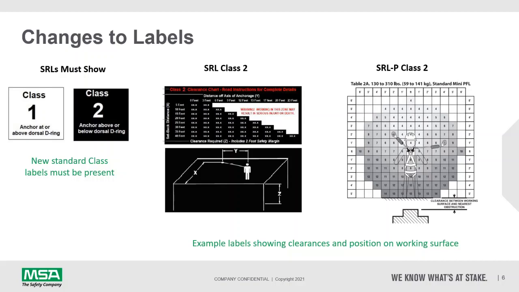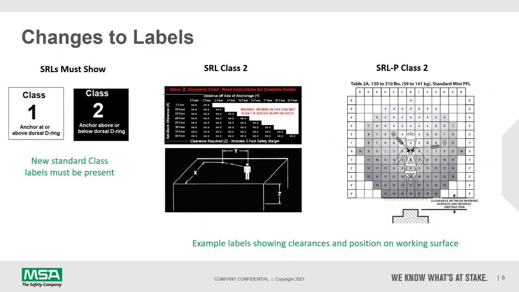Some additional changes, as far as when you start seeing products labeled to the new standard, the SRLs must have a label. It will look just like this, whether it's rated Class 1 or Class 2. The Class 1 label will be a white square, the Class 2 label will be a black square. It will be very visible and it must be on the SRL.